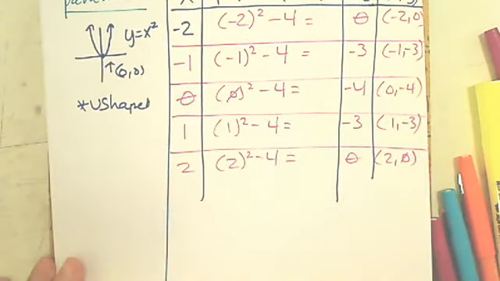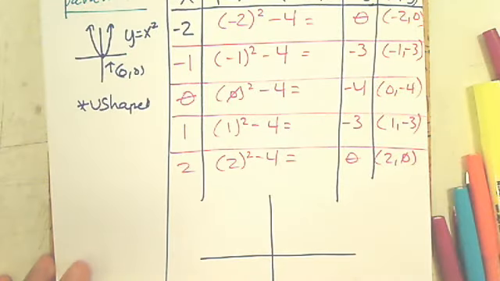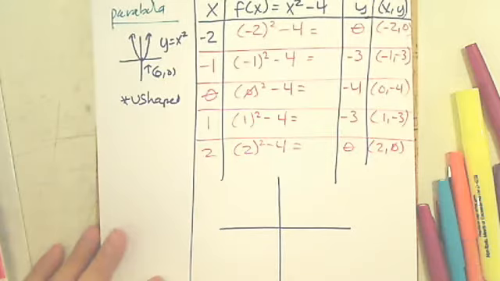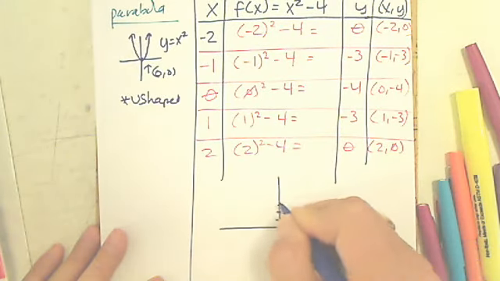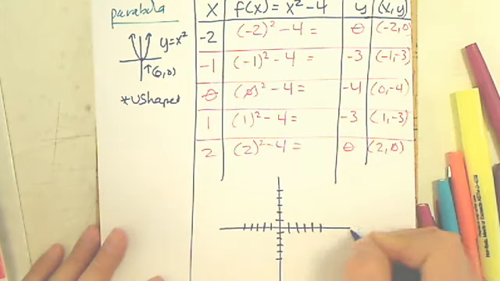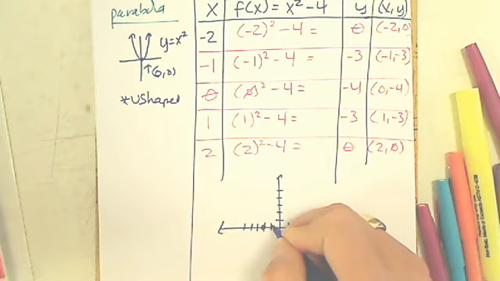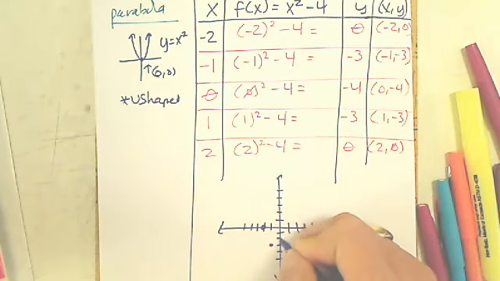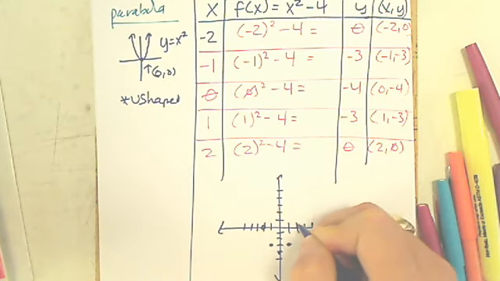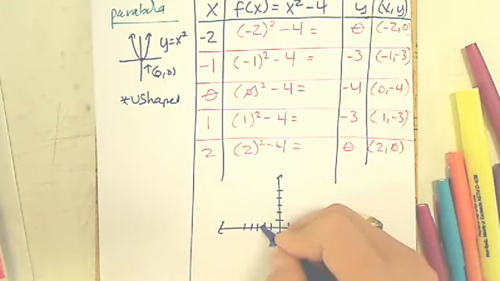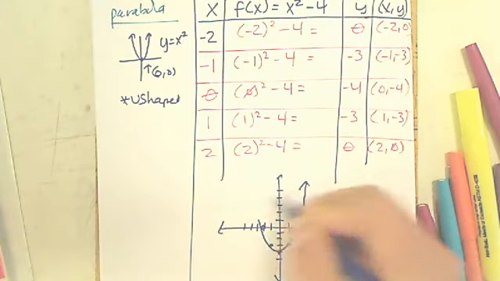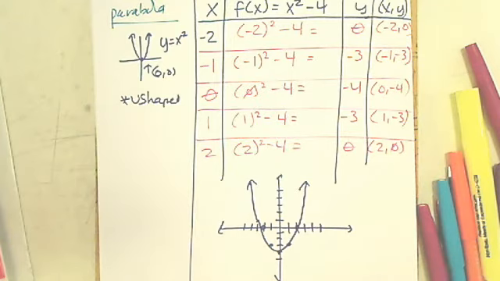So when we graph this using a quick sketch, let's review our quick sketches. Space out your hash marks, arrows at the end to denote that they go on forever. You're graphing your points: -2, 0, -1, -3, 0, -4, 1, -3, 2, 0. Remember, it's a U, so make it look like a U. For you artists out there, should be easy for you. So make it a U. Okay.